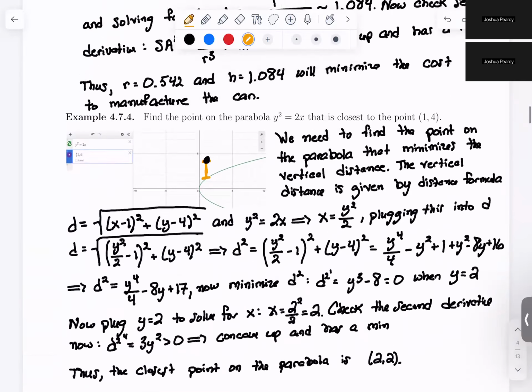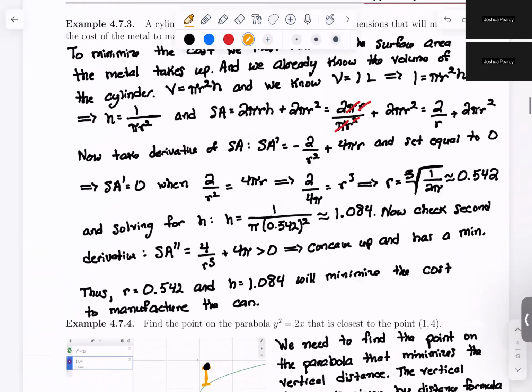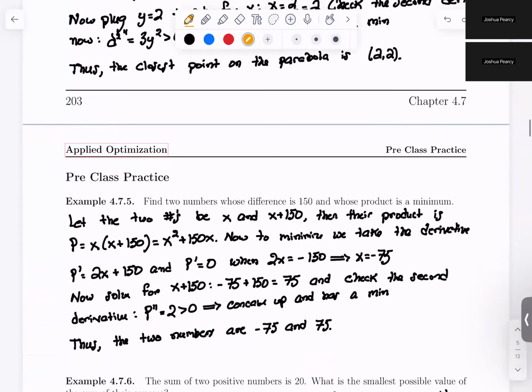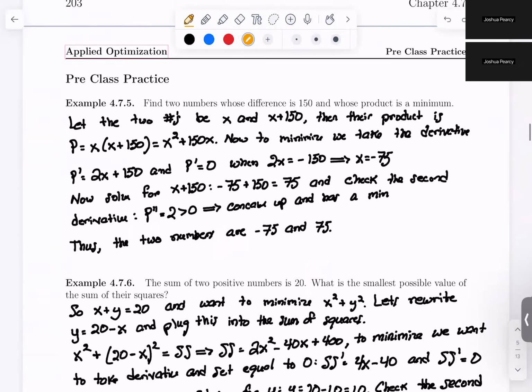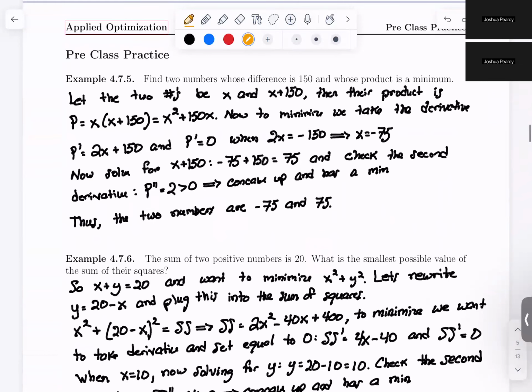So those are just a couple of ones to get you warmed up. Now let's go into the pre-class practice problems. So these first couple ones aren't too difficult. So it says find two numbers whose difference is 150 and whose product is a minimum. So what we want to do first is define these two numbers. So I say let x be the first number and let x plus 150 be the second, because these are two numbers whose difference is easily 150. Now, what we want to do is first define their product, right?